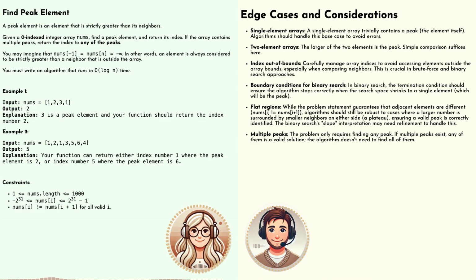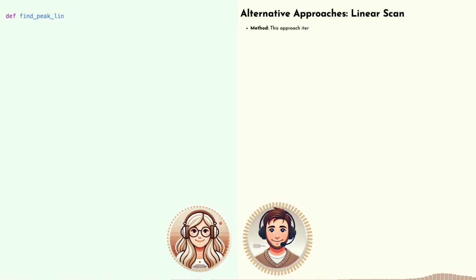Right. It doesn't have to be the highest one. So it doesn't matter if there's multiple peaks. Exactly. So our binary search will still correctly find one of them. Okay, that's reassuring. So are there any other ways to solve this peak finding problem?